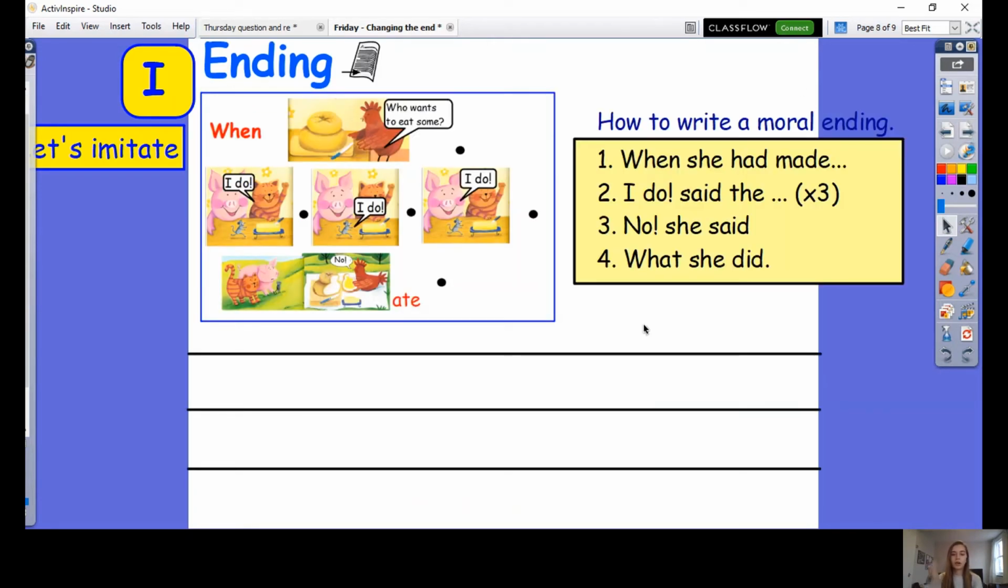So I am going to have a go at writing my ending. I also have my 4 steps here to help me if I need to, and my story map. So I know the first thing I'm going to write is when she had made the banana bread. She asked who wants to eat some. Number 2 is when I have my 3 characters say I do. Number 3 is when she says no. And number 4 is my ending. So what does she do once she says no? So I'm going to use all of this and my vocabulary list to help me write my ending today.